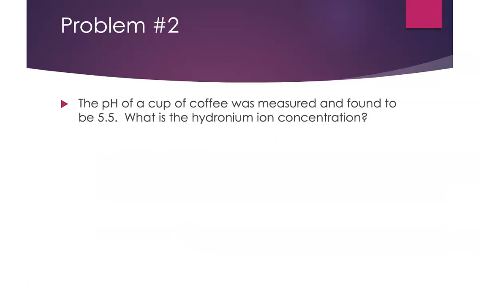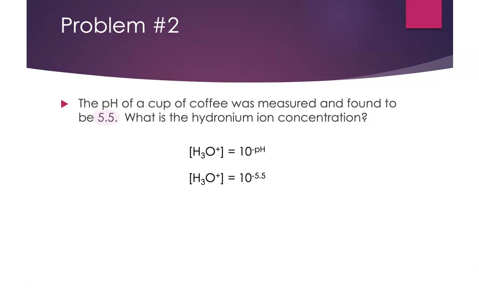Okay, let's go on and do another problem. The pH of a cup of coffee was measured and found to be 5.5. What is the hydronium ion concentration? All right, so we're given a pH. Notice there's only 1 digit after the decimal, so there's only 1 sig fig in that pH measurement. To find the hydronium ion concentration, it's 10 to the negative pH. So I can substitute in 10 to the negative 5.5, and I need to put that into my calculator to get the answer.